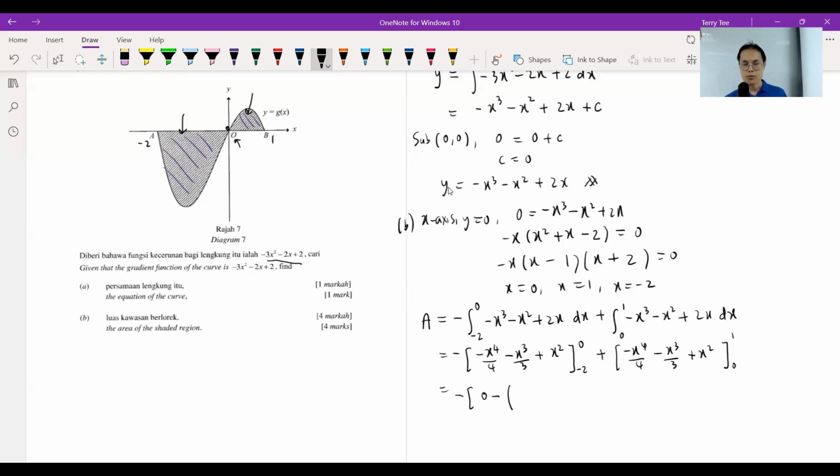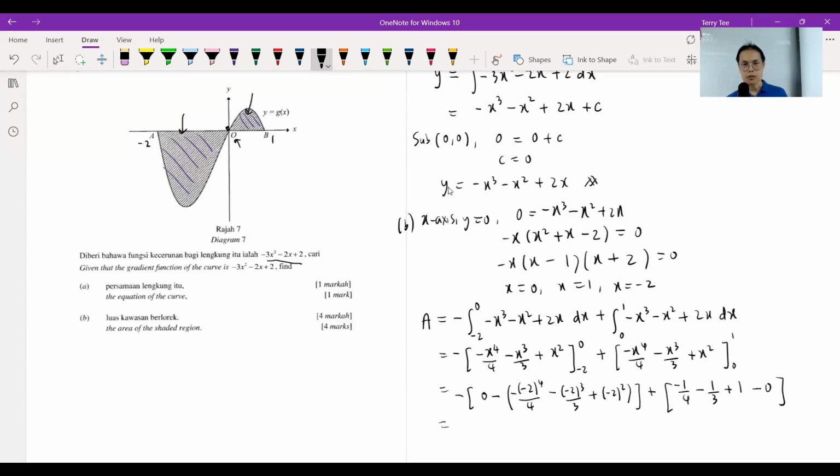And when I sub minus 2 inside, this is minus 2 power 4. Actually, you can write 16 straight away, but let me just show you working. This one will be minus 2 power 3 over 3, minus 2 squared. All right, this one you put 1 inside. It will be negative 1 power 4 over 4, negative 1 power 3 over 3, negative 1 squared, sorry, this is 1 squared is 1, minus 0. Okay, let's use our calculator.